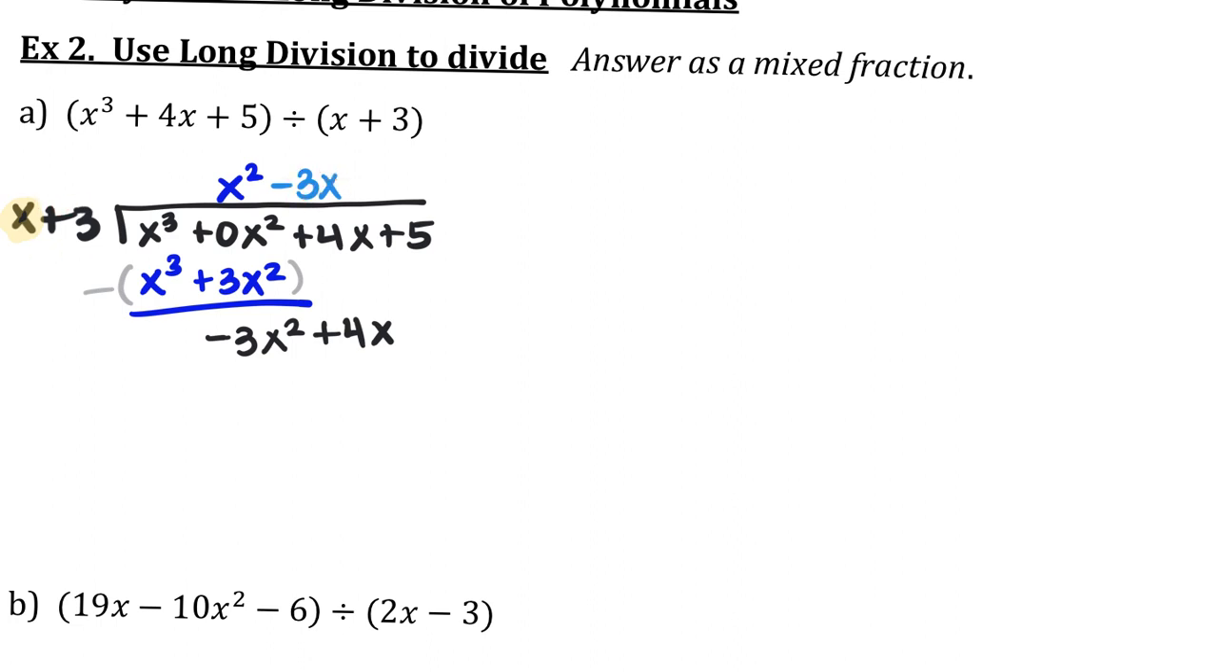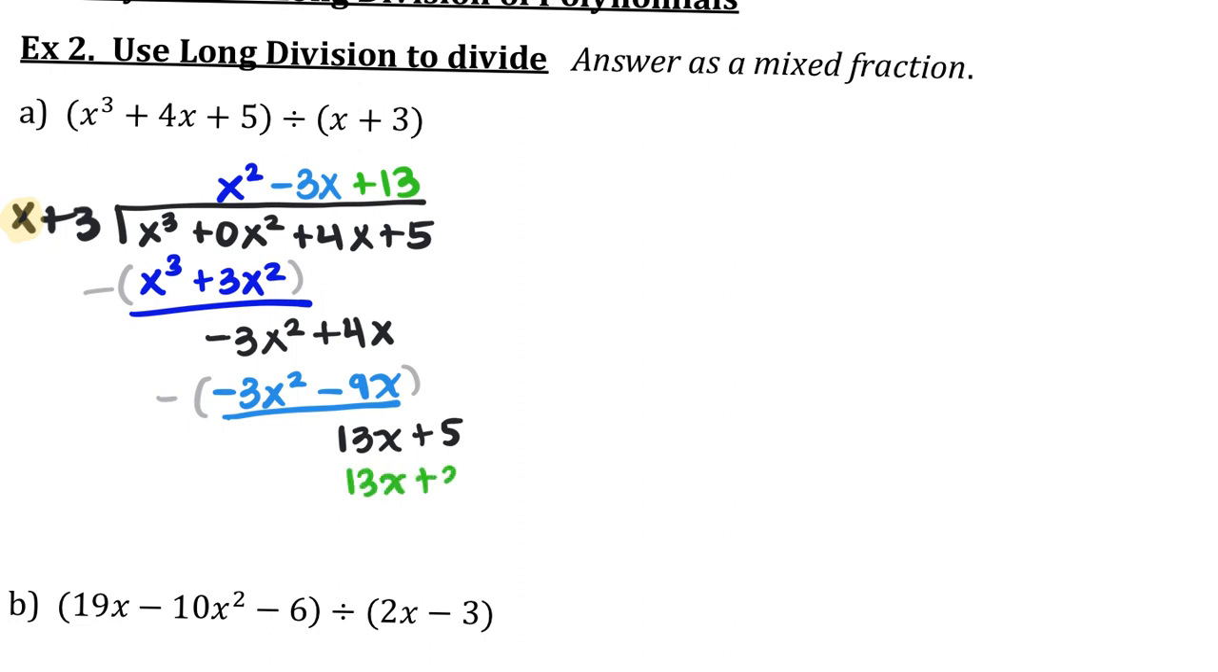This times this, so that's negative 3x squared, negative 9x. Subtract down. Cancels. 4 minus negative 9 is 4 plus 9, which is 13x. Bring down the 5. To get 13x times x, 13. 13 times x, 13x, 13 times 3, 39. Subtract. Those cancel. 5 minus 39 is negative 34.